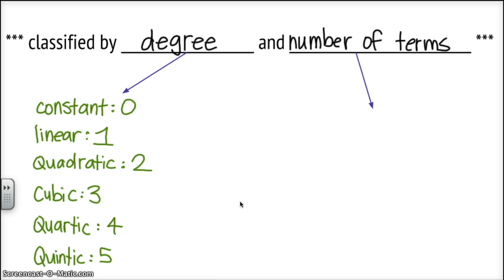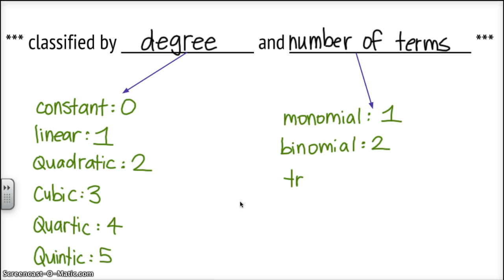Then we can also classify based on the number of terms. We've already talked about that. If we just have one term, that's called a monomial. If we have 0 terms, why are we even bothering to look at it? That doesn't make any sense. One term, monomial. 2 terms, binomial. Bi means 2. 3 terms, trinomial. Tri means 3. Once we get to 4 or more, we call that just a regular polynomial.